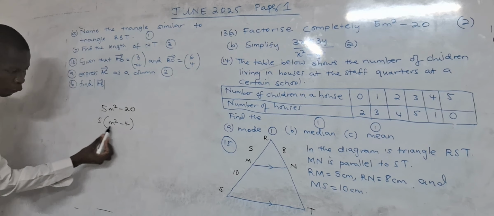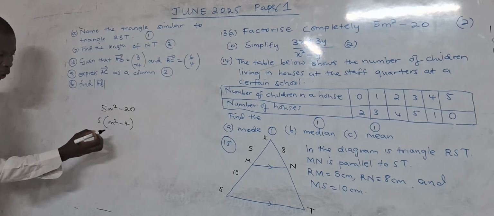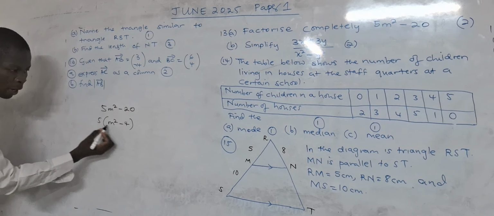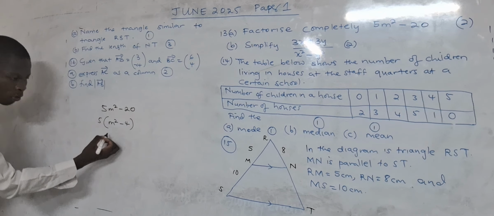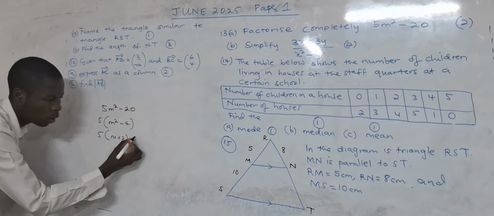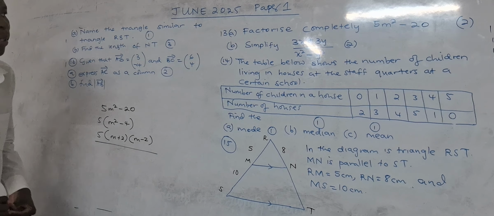m squared is a perfect square. 4 is also a perfect square. So this is the difference of two squares. So you are supposed to factorize the difference of these two squares. So this is m plus 2 into m minus 2. This is the final answer.